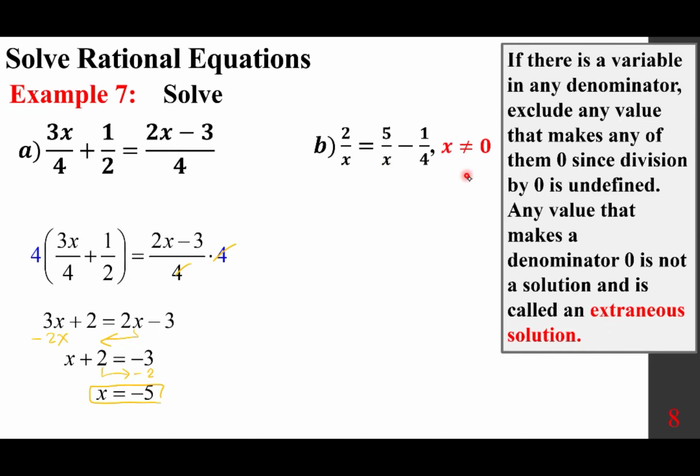Now we're going to multiply both sides by the LCD, and I hope you recognize the LCD is, okay, the denominator is x, the denominator is x, the denominator is 4 here, therefore the LCD is 4x.